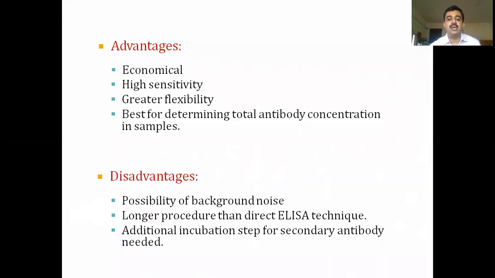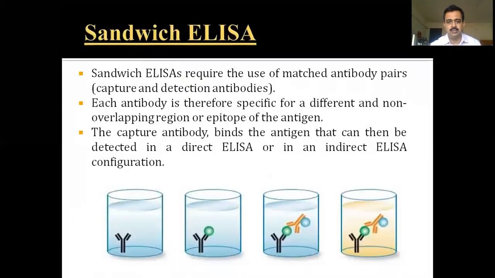Advantages: economical, highly sensitive, greater flexibility, best for determining total antibody concentration in the sample. So that has been extensively utilized not only for detection of HIV but detection of various other components of proteins as well. Disadvantages: possibility of background noise, longer procedure than the direct. Yes, since it needs the indirect way, therefore it will take a long duration of time. Additional incubation step for secondary antibodies will be needed.